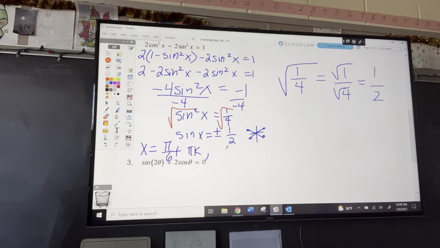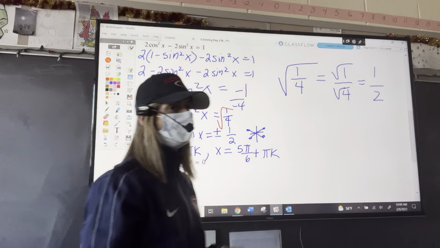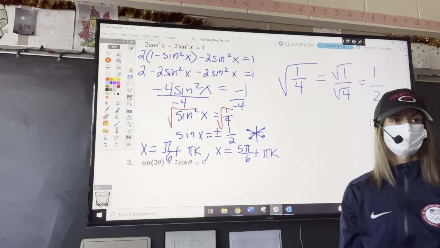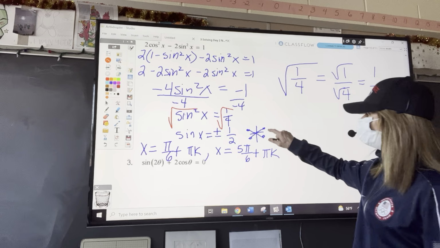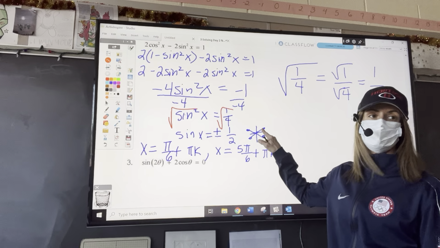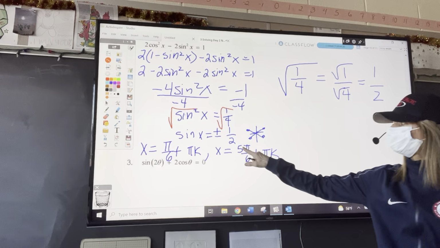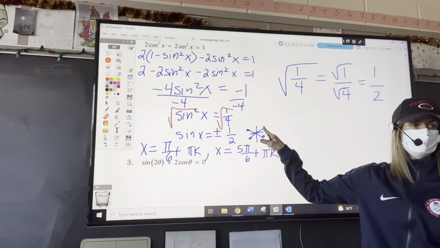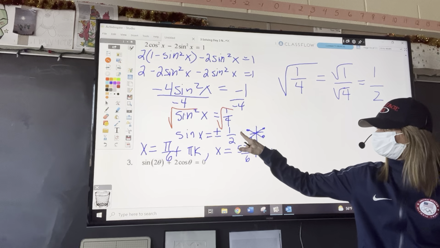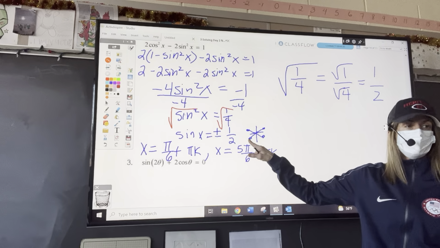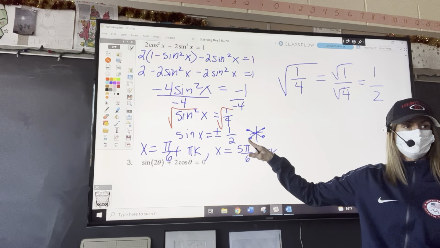That way we don't have to write out all 4 of them, because each of these solutions takes care of 2 of them. Is everybody okay with why this is pi k and not 2 pi k? No. Okay, so this is pi over 6. Plus 2 pi takes me all the way around to this location. I need it to also hit this location. That's pi away. Oh, okay, wait, yeah.